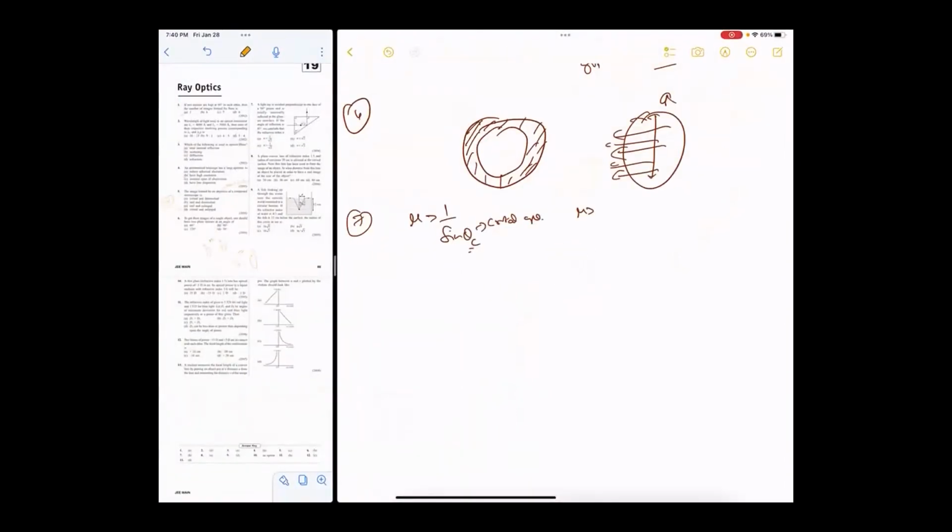Yeah. So if this is mu, the refractive index of this. So is the angle of incidence, 45 degrees, greater than the critical angle or not? 45 degrees is greater than the critical angle. Sine 45 is greater than sine IC, right? So 1 by root 2 is greater than sine IC, right?